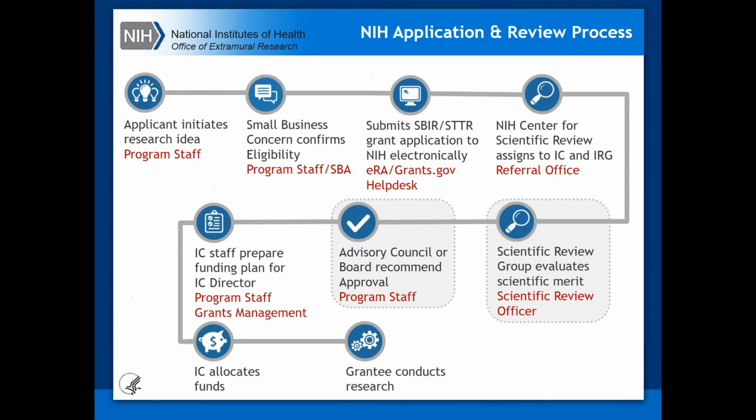So a little bit about the NIH peer review process. We actually have 2 levels of review at the NIH: the peer review process, and program. So as you can see, when you initiate your research idea with program staff, then the small business concern confirms their eligibility. Then you submit the grant application electronically to the NIH. It goes through the grants.gov help desk, which is who you would confer with. The NIH Center for Scientific Review assigns it to an IC, and it goes to the referral office. The scientific review group evaluates the scientific merit of the application, the technology. That is overseen by the scientific review officer. It goes to the advisory council or board to recommend approval, and that goes to program staff. Then the IC or program staff prepare the funding plan for the IC director, and that's handled by program staff and grants management. The IC then allocates funds, and the grantee conducts the research. Okay.